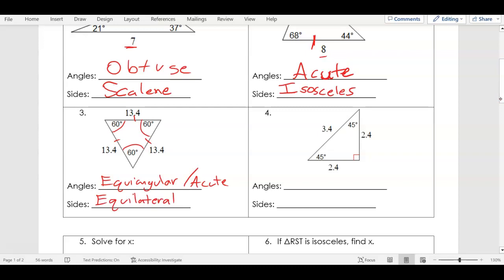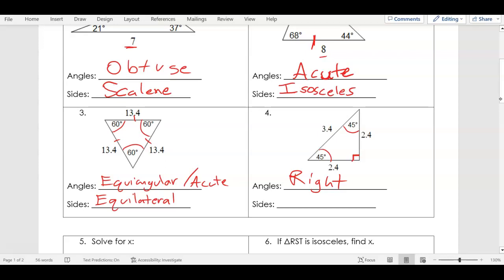Cool. Number 4, we got angles. We got two angles that are matching and one right angle, right? So less than 90, exactly 90. Don't forget, that means it is a right triangle, okay? Even if two are acute, if one is right, it is right. Cool.